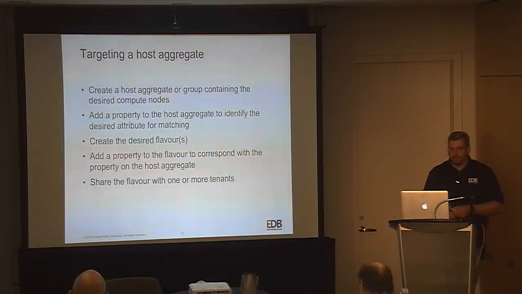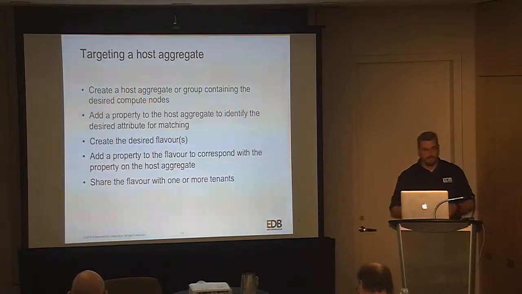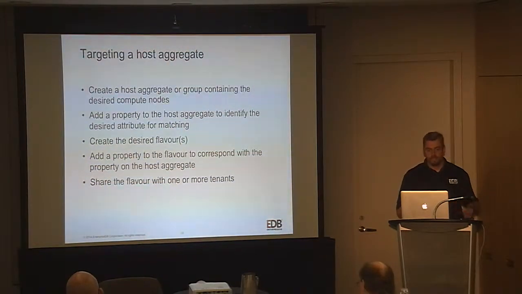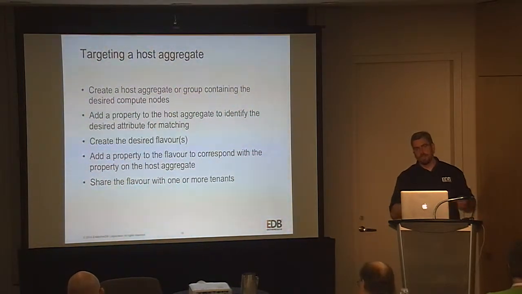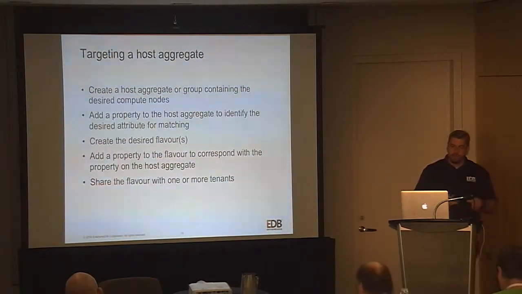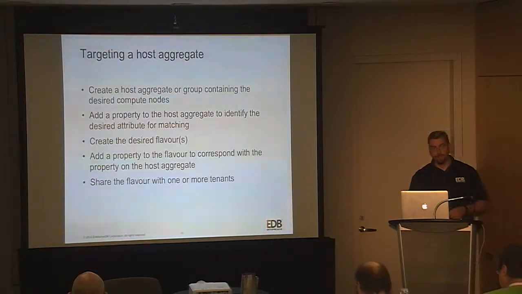Now the way we do this is we create the host aggregate or group containing the desired nodes. We add the property to the host aggregate to identify the attribute that we're going to use for matching. Then we create the machine flavors that we want to run our databases in. Then we add a property to that flavor that corresponds to the property we added on the host aggregate, and then we can share the flavor with our users.